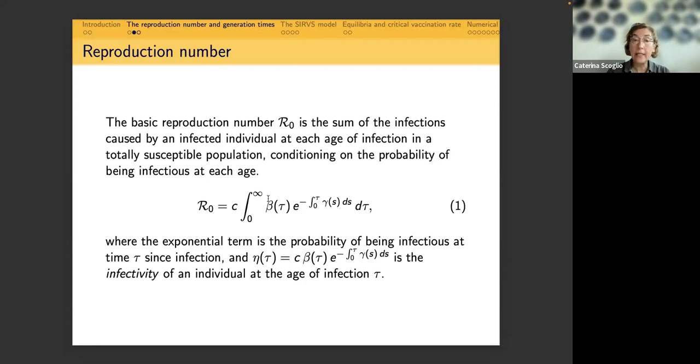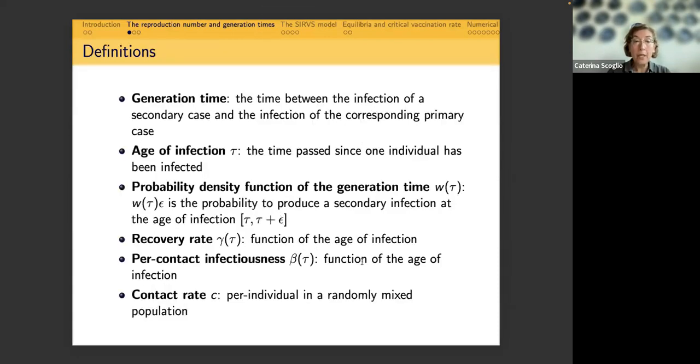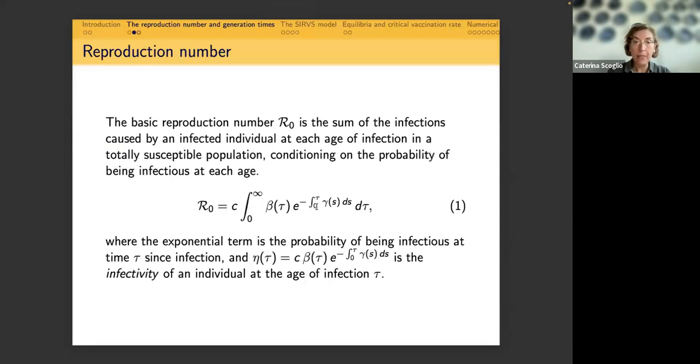So it requires the integral from 0 to infinity of C beta tau times the exponential term d tau, where tau, we said, is the age of infection, and beta tau is the infectiousness, times the number of contacts, because this infectiousness, as you remember, is per contact. So we need to multiply by the number of contacts. And so this is the expression for R naught, and this exponential value is the conditioning on the probability of that individual to stay infected.